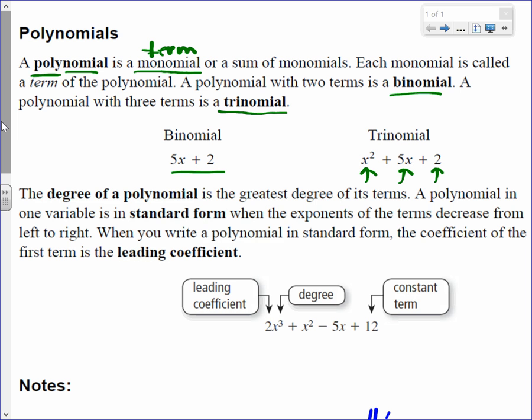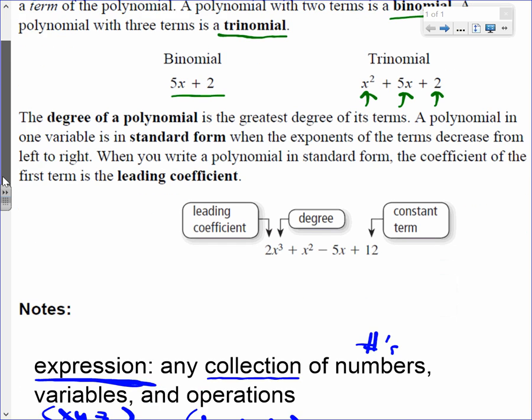Anything past a trinomial, we just call a polynomial. So if you have a polynomial with four terms, you just call it a four-term polynomial. A polynomial with five terms is a five-term polynomial. Let's keep reading.